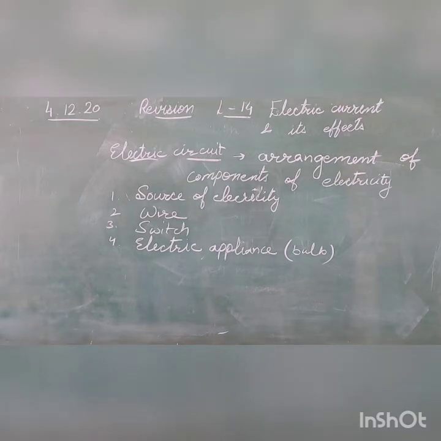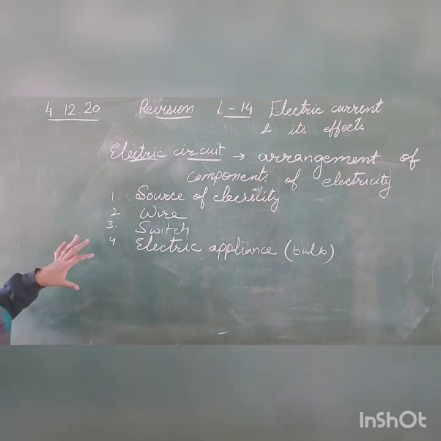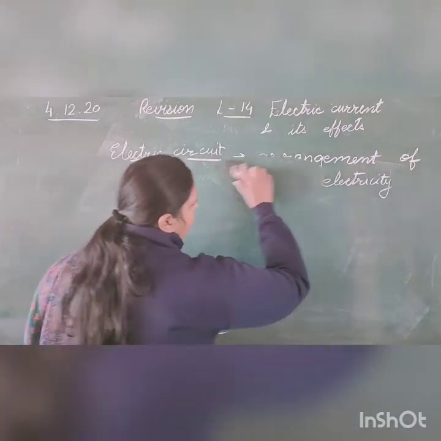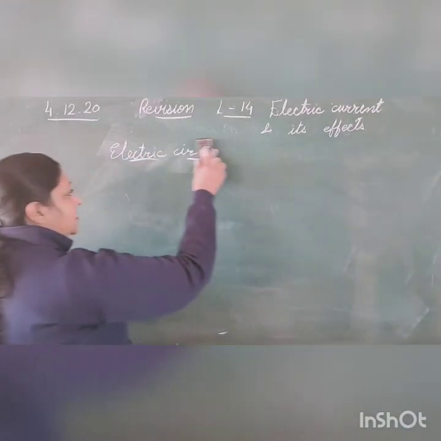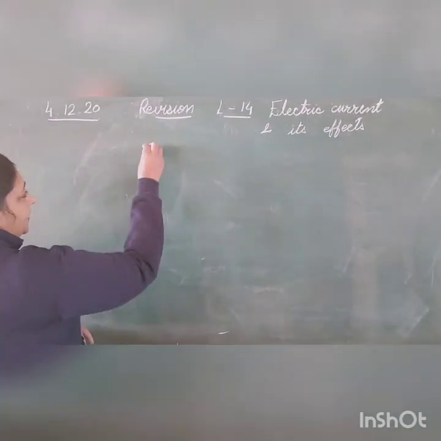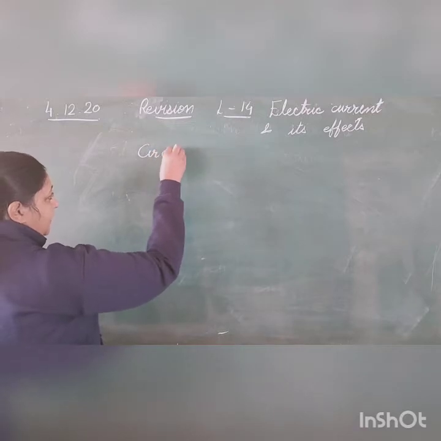So it is clear. After this, it is quite tough to draw such a circuit as it is. So we will draw an electrical diagram of this electric circuit. We will draw a diagram of the electric circuit, which we call a circuit diagram.